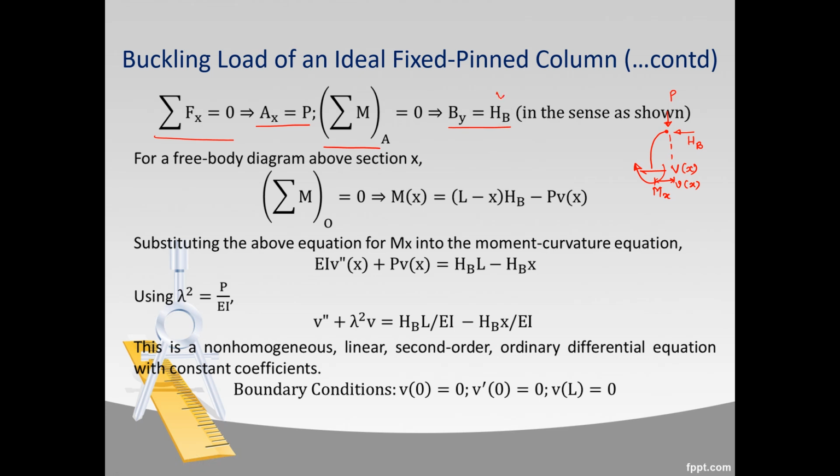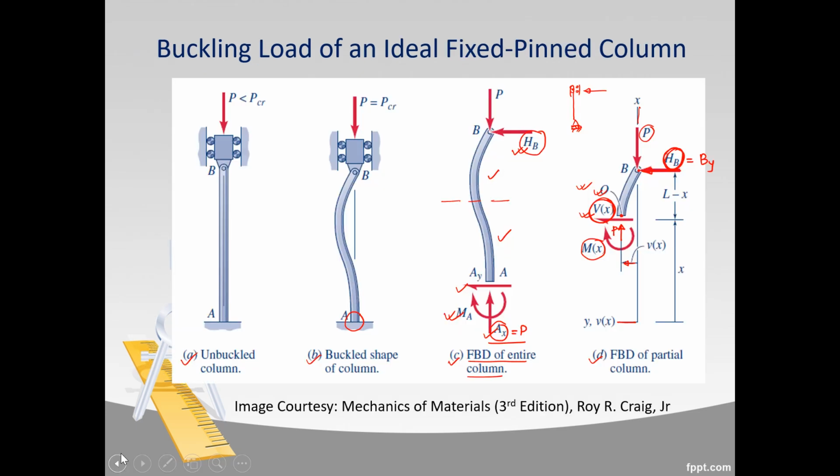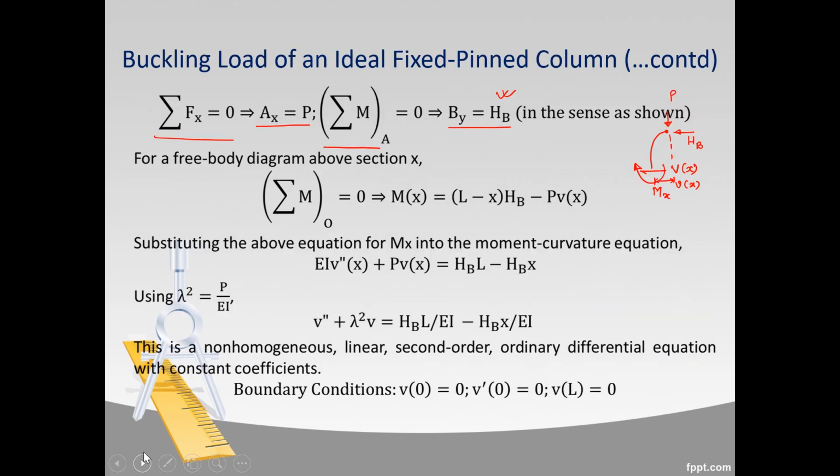In fact, to find these reactions here, Ax and By, you do not need the free body diagram of the partial column. You can do that from the free body diagram of the entire column. So when you consider the free body diagram of the partial column and sum all the moments about O, that is this section here, and equate them to 0, you will get the value of moment as Hb into (L minus x) minus P into vx.